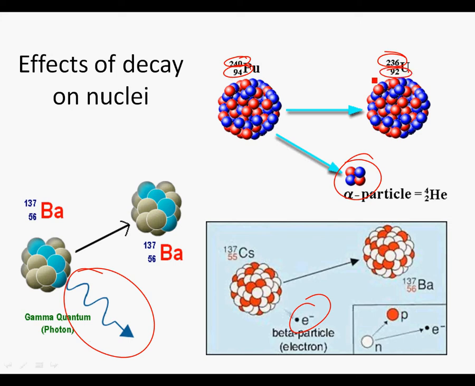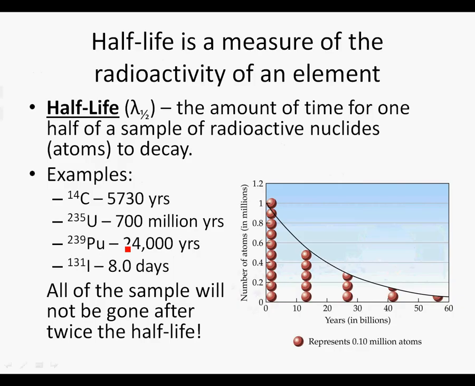In beta, the mass stays the same because electrons don't really weigh much, but the atomic number actually goes up by 1. That's because what's happening in a beta reaction is actually a neutron is turning into a proton by spitting out its negative part, and so it leaves behind the positive part. In gamma, nothing really happens to the mass or atomic number because light doesn't have mass or charge.